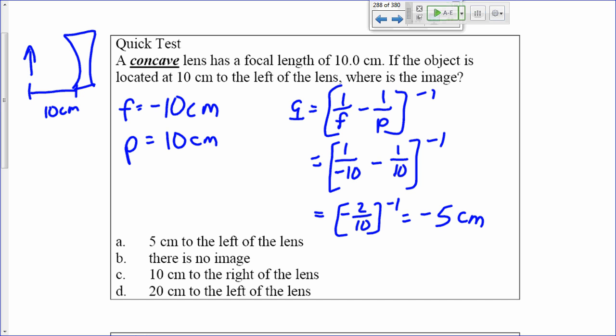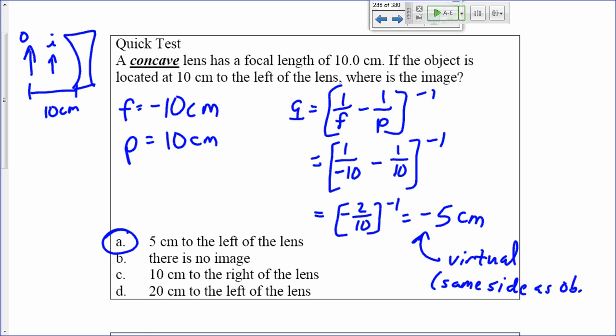All right, so now we need to think about where this image is. There's only one answer with 5. So even without knowing exactly where the image is, you could say that it's 5 centimeters to the left of the lens. That's going to tell us that the image is on the same side. This is the object, this is the image. The image is on the same side as the object because this is negative. So this negative says that it's virtual, so it's on the same side as the object. Right, so A is the right answer.